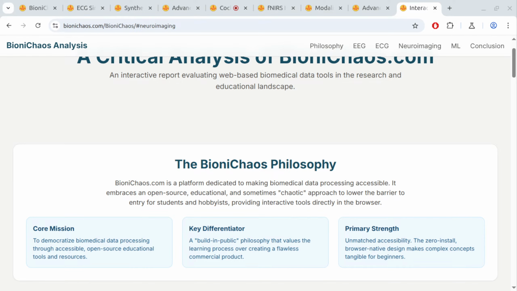Yeah, and what's really striking, I think, is that this isn't some giant corporation behind it. Bionic Chaos is the work of one person, a founder and developer, Yuri Benno, driven by this mission to democratize biomedical data processing.